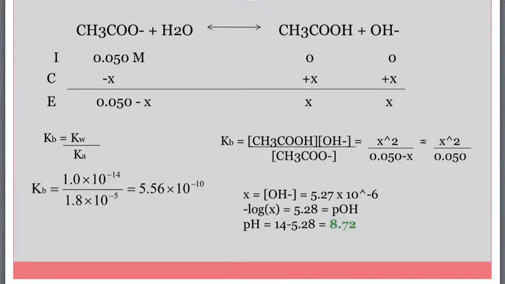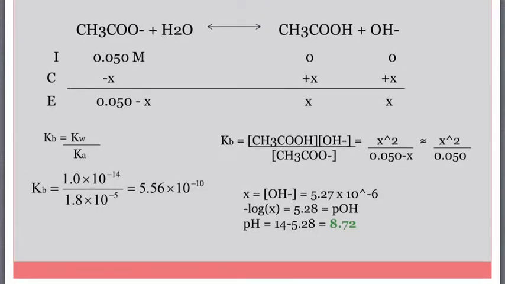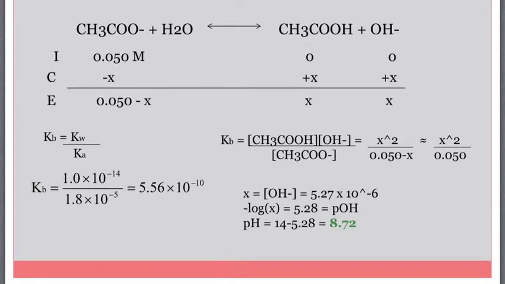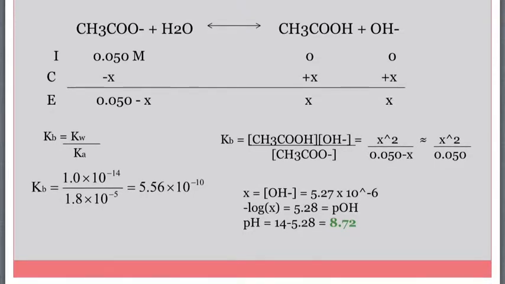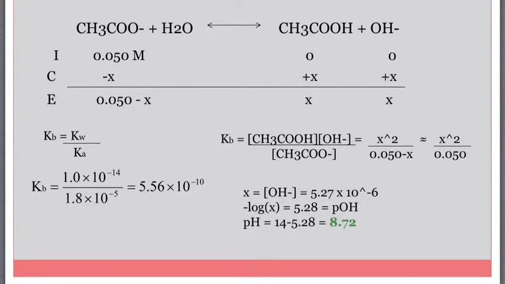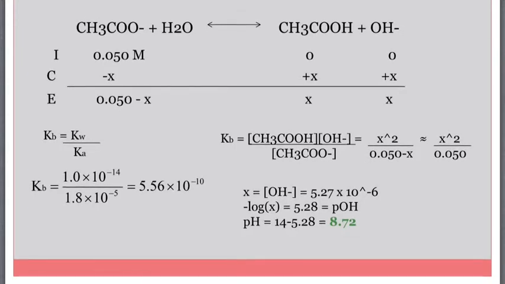We then can write our Kb expression, which is the concentration of acetic acid times the concentration of OH minus all over the concentration of the acetate ion. That equals X squared over 0.050 minus X. And since X is such a small amount compared to the 0.050 molar, we can say that equals approximately X squared over 0.050.